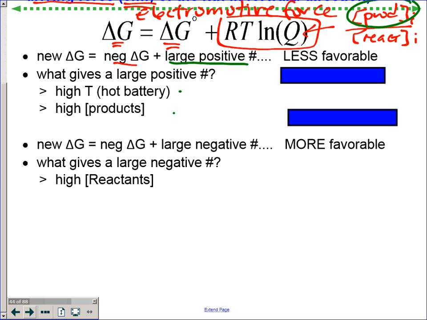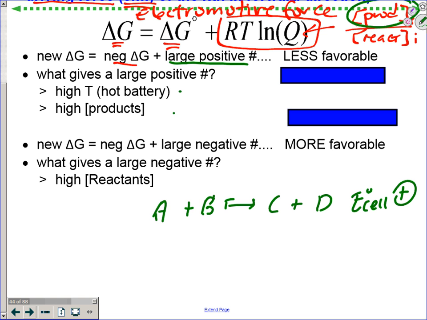Now, the math side of this, some people are going to latch onto that and it makes a lot of sense. Others of us are going to think about it as a reaction. So I have a reaction, A plus B yields C plus D. As I make this reaction occur and occur and occur, I'm making lots of energy. So my E cell value is positive. How would I make this more positive? Add reactants. Okay, so adding reactants would make it more positive.